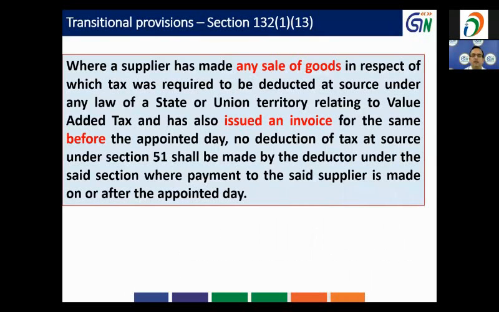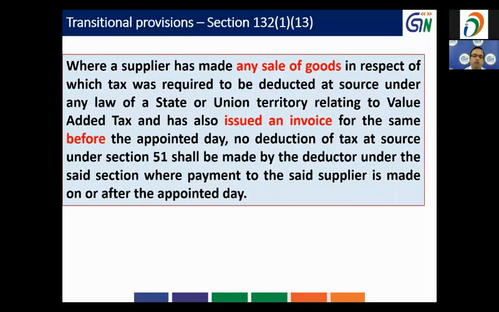So this is my last slide. This covers the transition provision under tax deducted at source. Where a supplier has made any sale of goods in respect of which tax was required to be deducted at source under any law of a state or union territory relating to value added tax. So in the current provision, if those goods were liable to tax and a sale of goods has been made under that particular law, and he has also issued an invoice for the same before the appointed date.